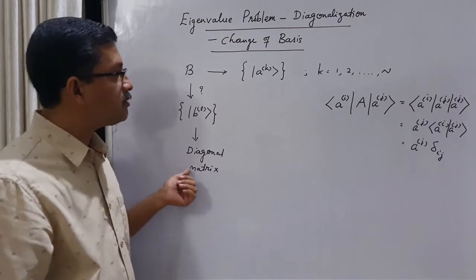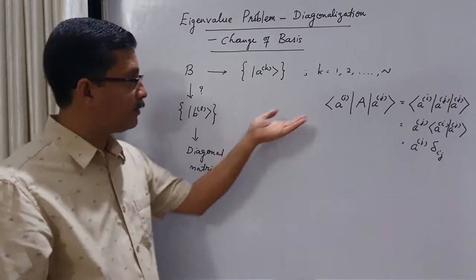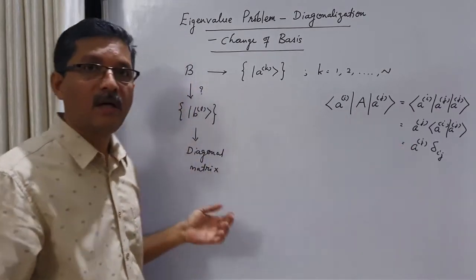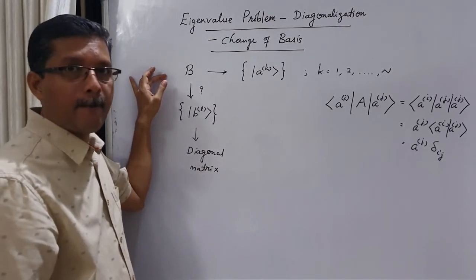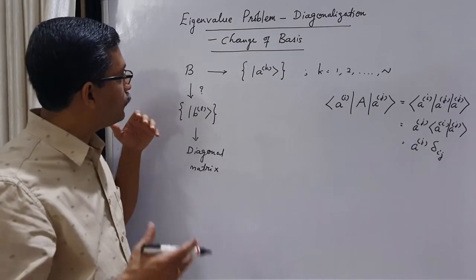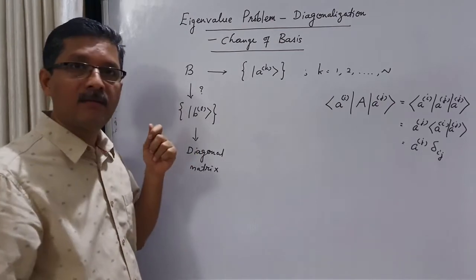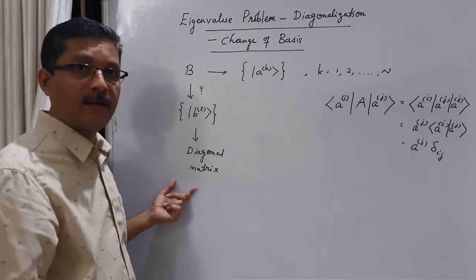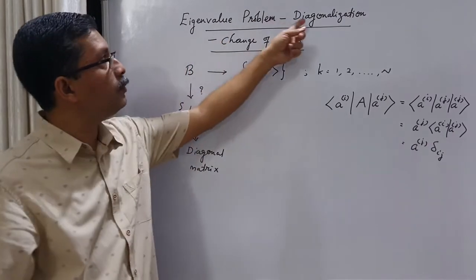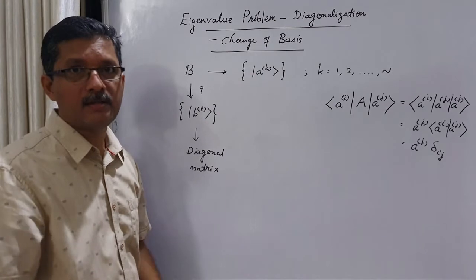What are the diagonal elements? From this we know that the diagonal elements are the eigenvalues. That means the diagonal elements are the eigenvalues of B. So finding the eigenvalues and eigenkets of B is equivalent to diagonalizing B. The eigenvalue problem is equivalent to diagonalization of a matrix.